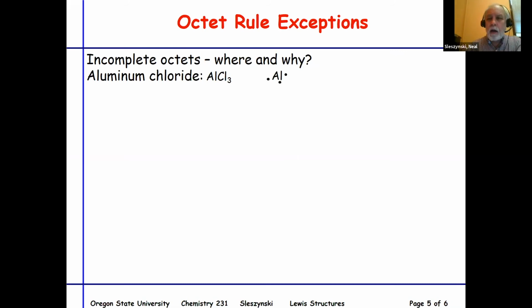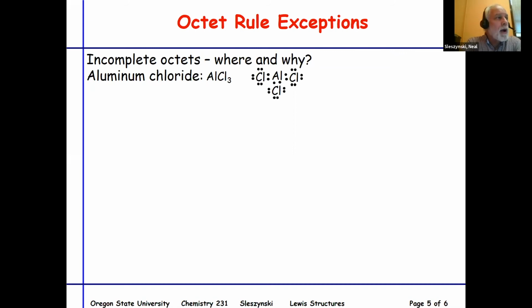If we take a look at aluminum in the periodic table, we'll see aluminum is group 3, which means it has 3 valence electrons. If we take our individual chlorides, which have 7 valence electrons, 1 short of an octet, we can share one of the aluminum valence electrons with each of the 3 chlorines indicated in the molecular formula.